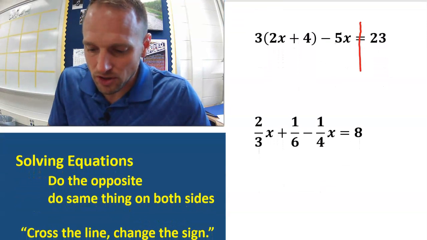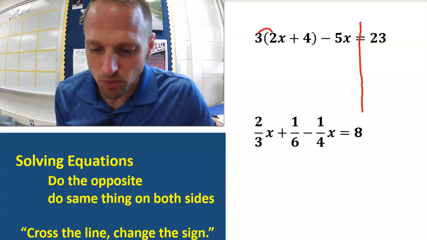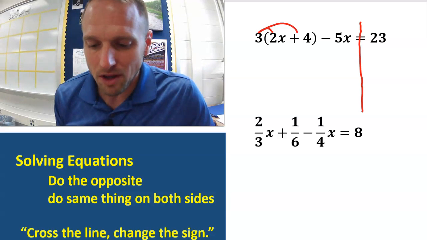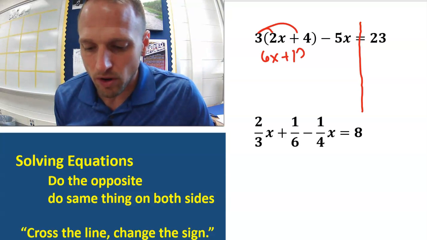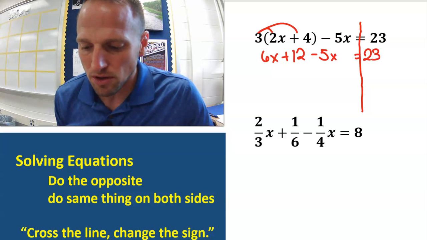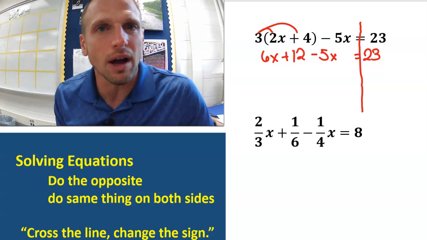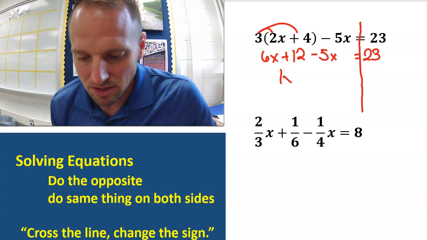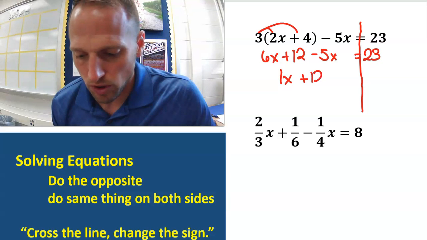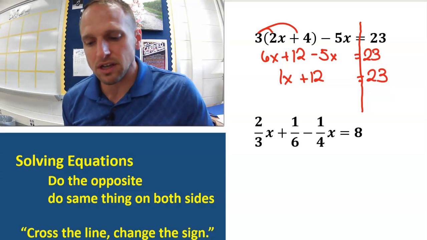So this top equation, again, two perfectly balanced sides. The top equation, distributive property, I see that all day long. 3 times 2x, 6x. 3 times 4 is going to be 12. And then we have minus 5x equals 23. Okay, let's simplify the left side because I see some x's that we can combine. Combine like terms, 6x minus 5x. Well, that's just going to be 1x plus 12 equals 23. Okay, 6x minus 5x is 1x.